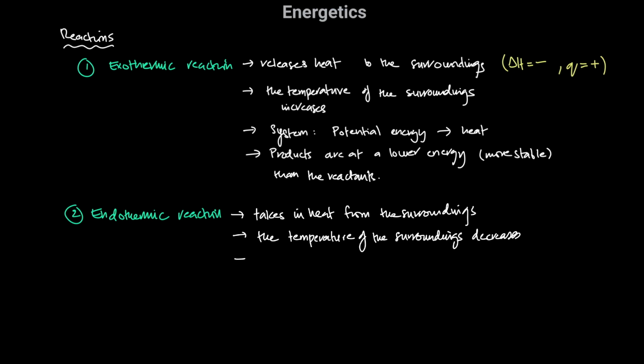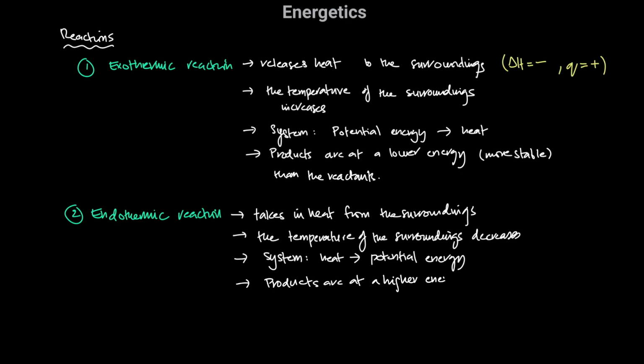Because heat is being taken in from the surroundings, the system itself is taking in heat and converting that heat to potential energy, which means that the potential energy of the system increases. If the potential energy of the system increases, it means that the products are now at a higher energy, or we can say that they are now less stable or more unstable than the reactants.